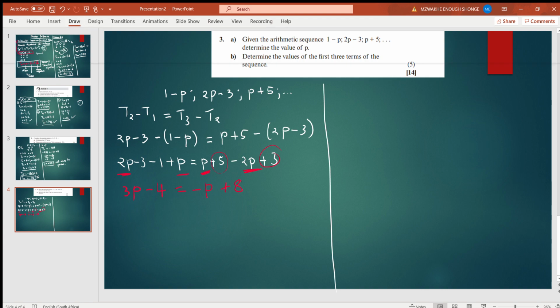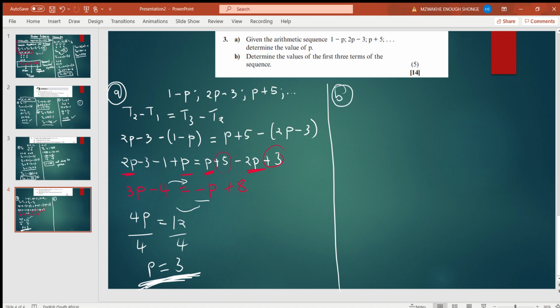Then you will take that minus p to the other side. It will become 4p. Then you say minus 4 minus 8, which gives us minus 12. In fact, take 4 to the other side, you get 12. You divide by 4, then our p is 3. This is the answer for p, and this is our number A.